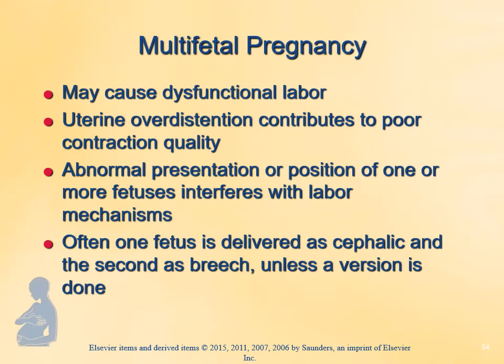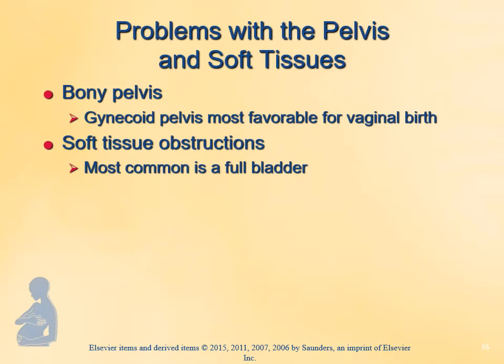In cases where we have more than one fetus, sometimes we can see a dysfunctional labor pattern associated with that. Sometimes the uterus is so over-distended that it leads to poor contraction quality. Even though one fetus may be in a head down or a vertex position, the other baby or babies may not be. And so that can cause problems with things like a cord prolapse after the first baby delivers. And sometimes the babies will change position in utero. Especially after that first baby delivers, that second baby can flip to a breech position. So multifetal pregnancies are just a little bit more complicated when it comes to delivery.